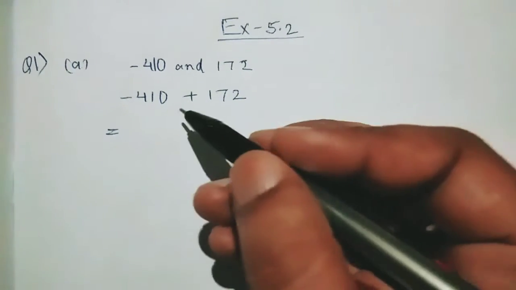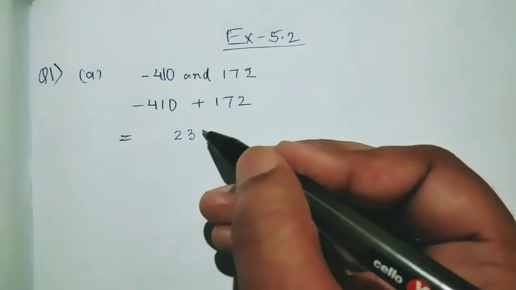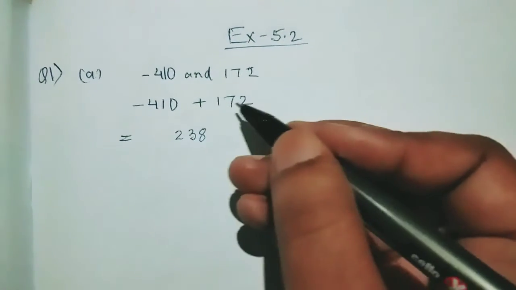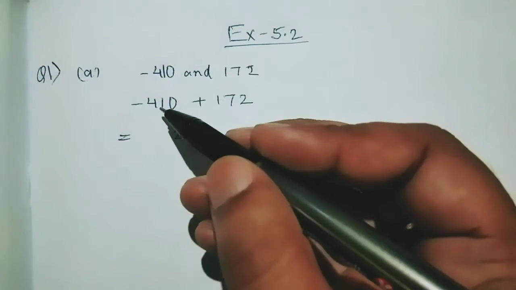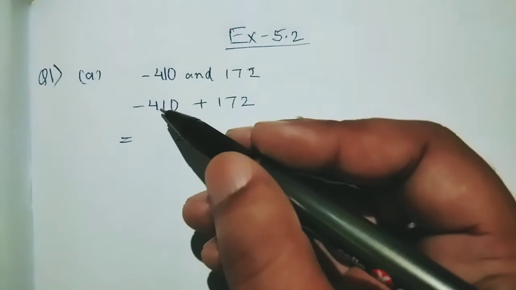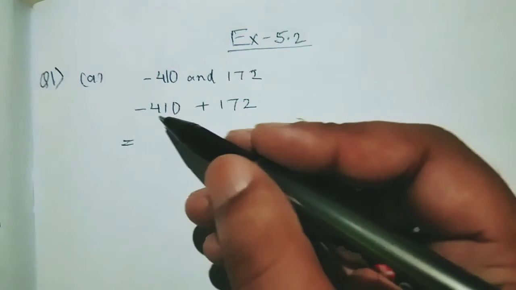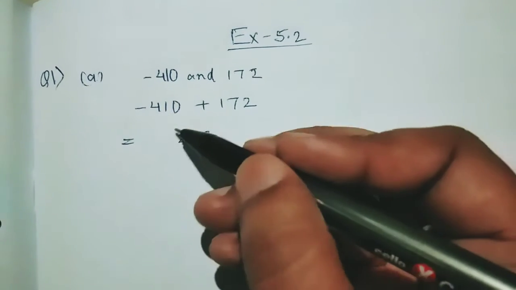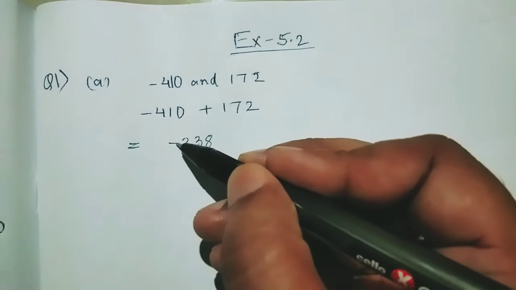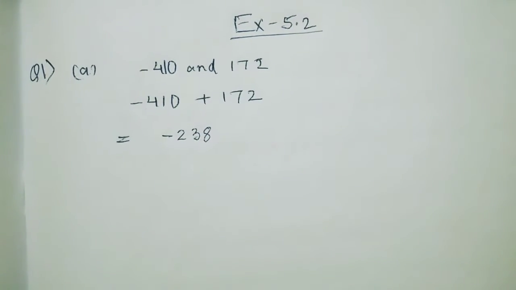So here when you subtract, it is coming 238. So this number is coming. Then which sign will come? The sign of the greater number will be the sign here. The greater number is 410, so its sign is minus sign. So you have to give the minus sign here. So the answer is minus 238 in this way. Understood?